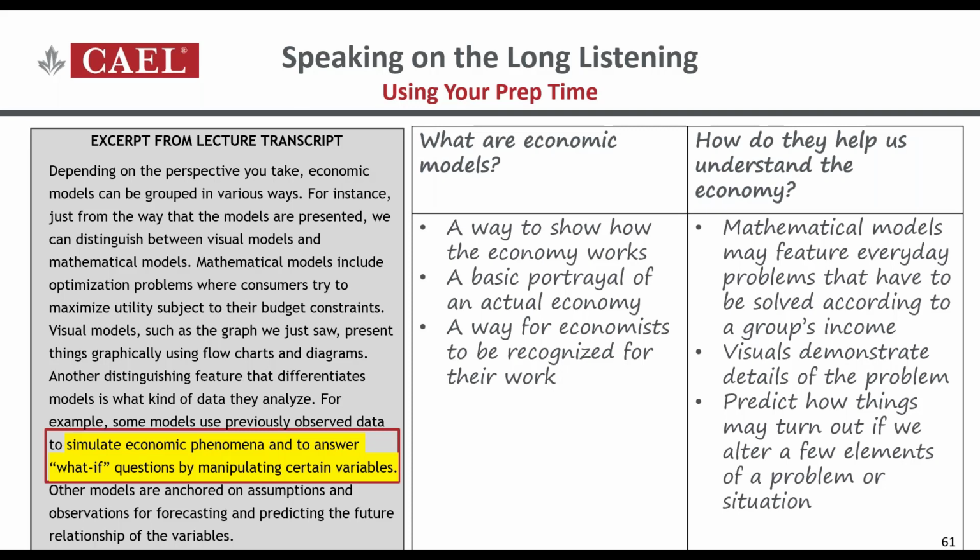Okay, so the last point we highlighted is just there at the bottom, and one of the ways we paraphrase this is to say, predict how things may turn out if we alter a few elements of a problem or situation. So those are just some examples. Don't worry if that was a lot of information.